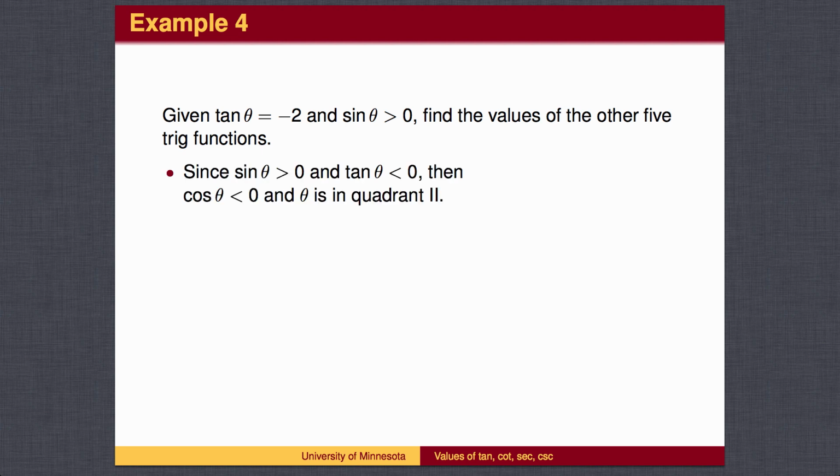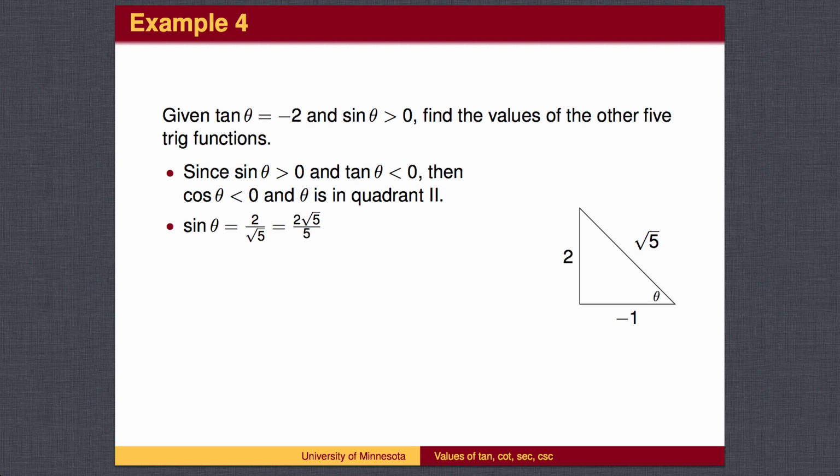Since the sine value is positive and the tangent is negative, the cosine should also be negative, and the angle should be in the 2nd quadrant. When we label our 2nd quadrant angle, the opposite side should be length 2, and the adjacent side should be length 1. And we should place a negative sign on the cosine value, which corresponds to the adjacent side. From there, we use the Pythagorean theorem to find the length of the hypotenuse.